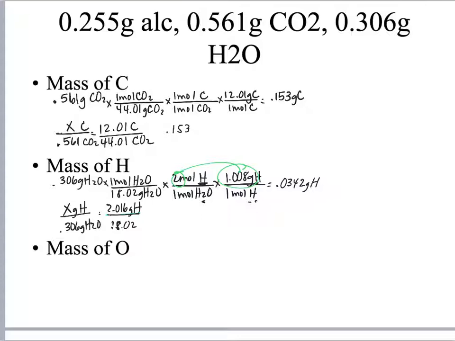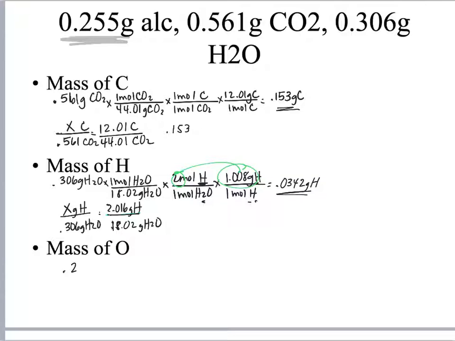18.02. You'll come up with the same answer. So we have the mass of carbon, we have the mass of hydrogen, and now the mass of oxygen we're just going to calculate through subtraction using the mass of the alcohol that we started with.